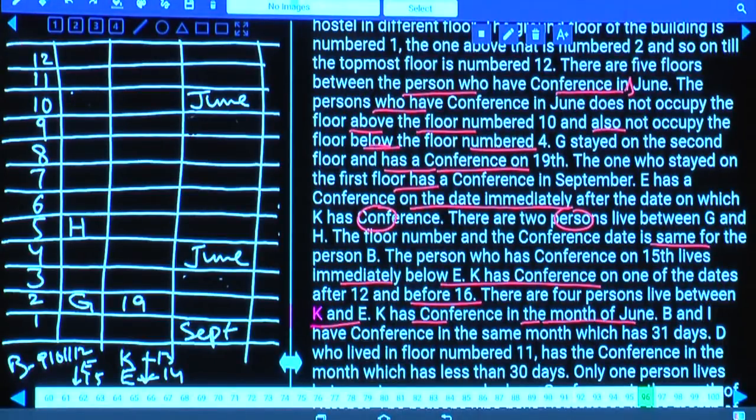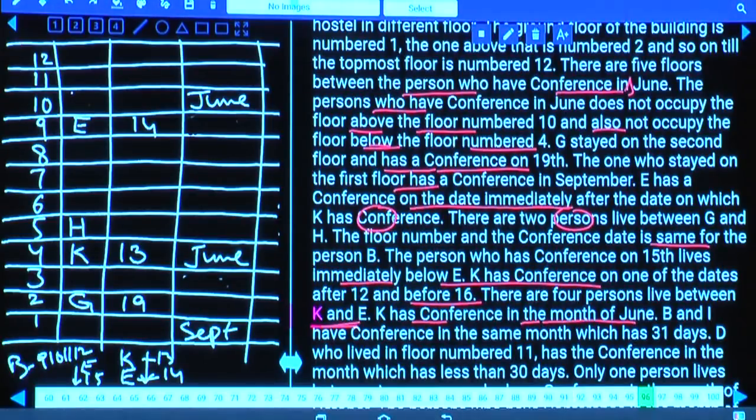K must be on the 4th floor, the other zone. And K, what is the date here? Date is K is 13th zone. And there are 4 floors between whom? K and E. As K and E, there are 4 floors, 1, 2, 3, 4, and so where should this E? E must be on 9th, and E is on 9th, and what is the date here?